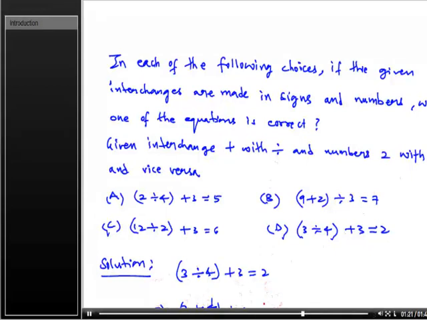Therefore, next, this implies 2 plus 4 is 6, divided by 2, that equals 3. Since 2 is interchanged by 3, we are getting 3. Hence, choice D follows.